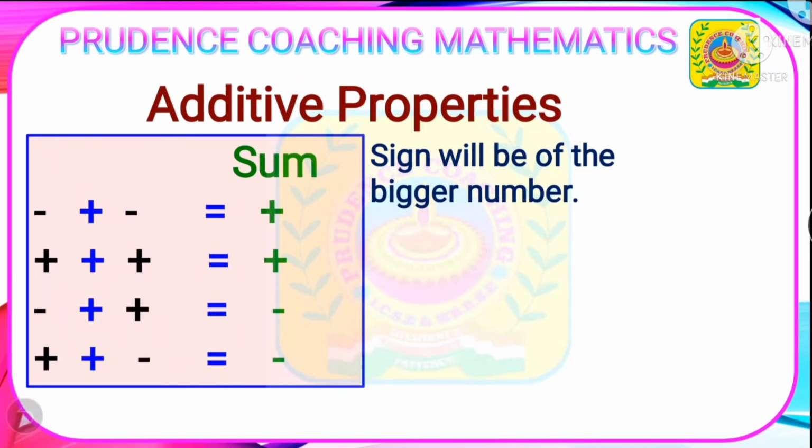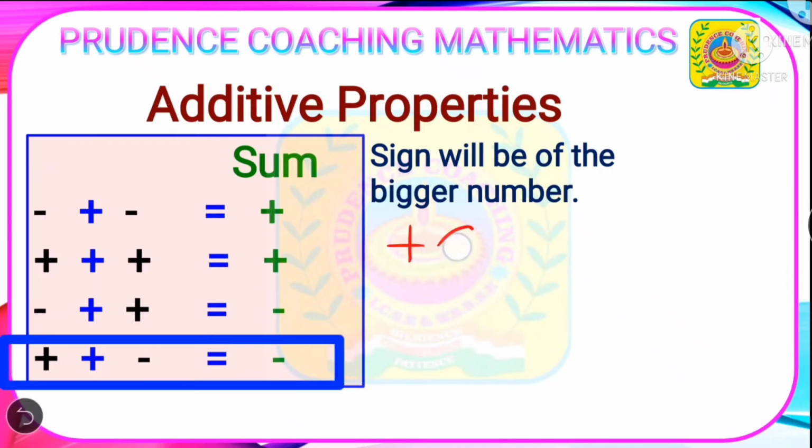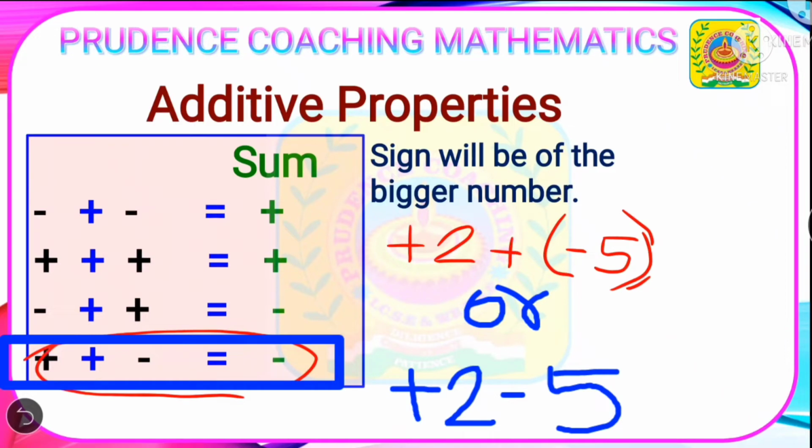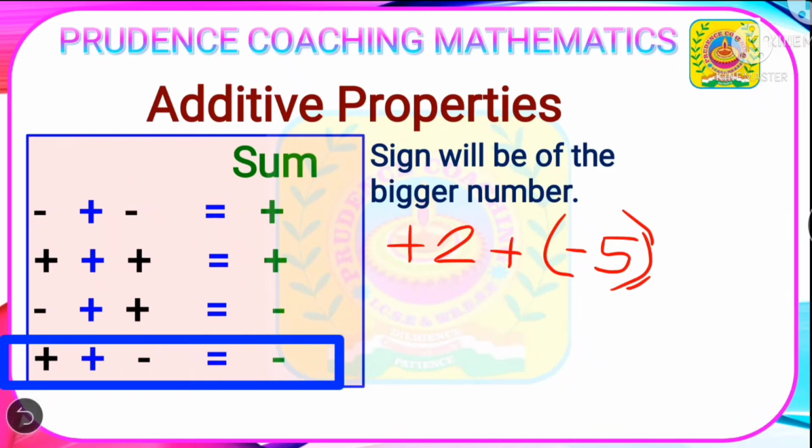Is it clear? Next property, we have plus 2 plus and we have a minus 5. So here if we want to follow, we are going to follow this property. So what will be the case here? Here the sum will be negative. So if we get a negative, then we will get 5 minus 2, that is 3. And always the sign will be of the bigger number. Here the bigger number is 5, so it is minus 3.